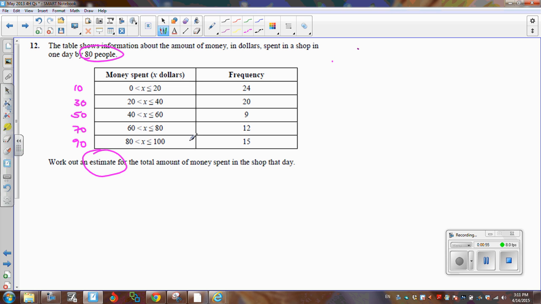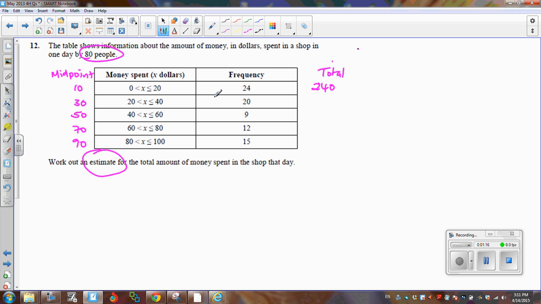We then need to work out the total amount of money spent. So 24 people, so these are the midpoints. So 24 people spent about $10. So that altogether is going to be 24 times 10, so that's about $240. And you can see what we're doing here is multiplying the frequency by the midpoint.